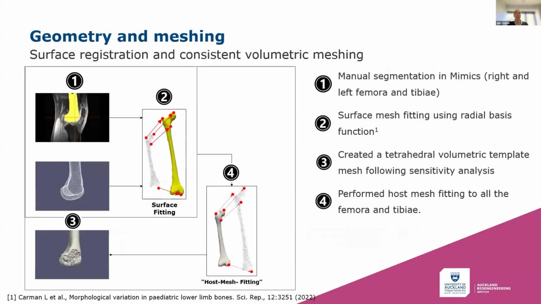So first, we need to get the geometry out of these CT scans. So we performed manual segmentation in Mimics, followed by a surface mesh fitting using radial basis functions. So it means that any node on the surface of the femur or the tibia corresponds to the same anatomical location for all femurs and all tibiae. And then we created a tetrahedral volumetric template mesh following sensitivity analysis. And we performed host mesh fitting to all the femora and tibiae. So all the femurs, all their nodes had the same anatomical location, and same for the tibiae.